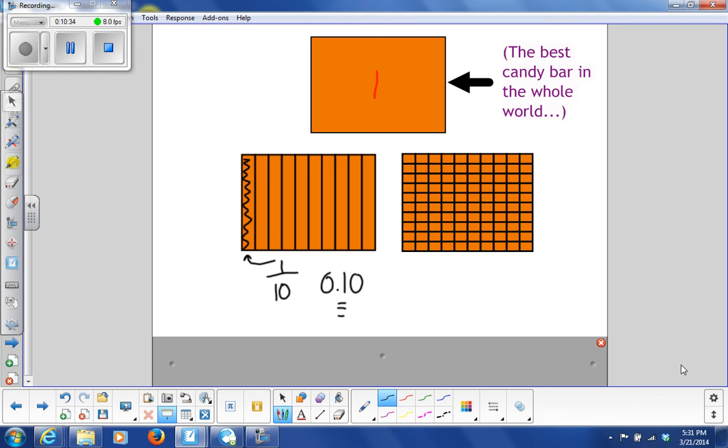Right here, if I did one of these squares as a fraction, it'd be 1/100th, right? Because there's 100 little squares in a base 10 block. As a decimal, it would look like this. Okay, this being the tenths place, this being the hundredths place.